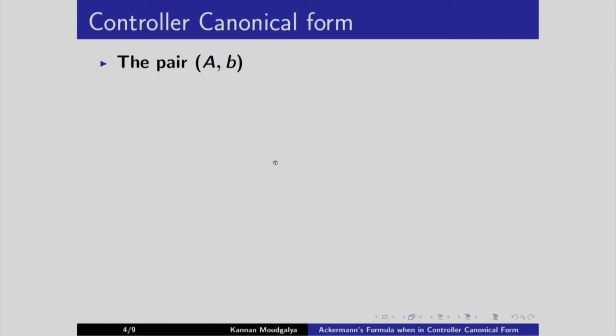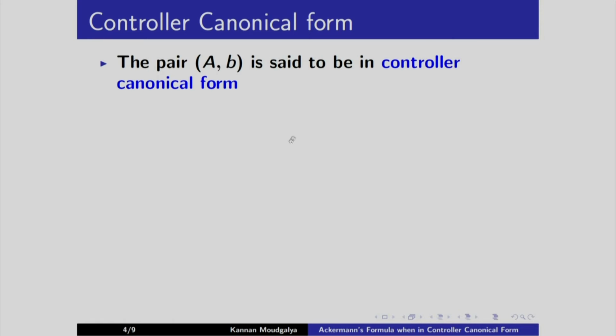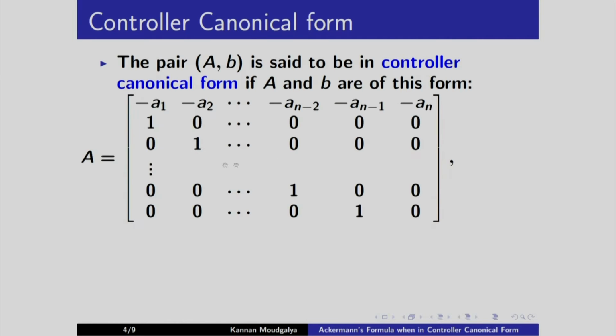Now let us present the controller canonical form. The pair A, B is said to be in controller canonical form if A and B are of the following form. So A is given here. Notice that the first row has non-zero entries. You have ones here and all other terms are 0. In the sub-diagonal we have ones, everywhere else it is 0. And the vector B has only one non-zero entry, in the top row.